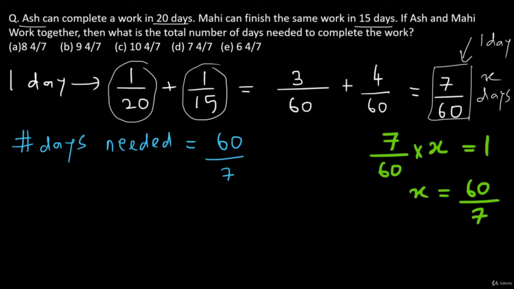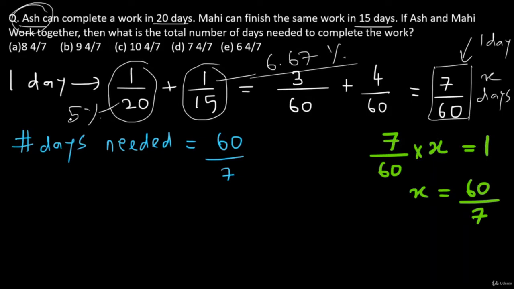Now let's try to do the same question using the percentage approach. Now, in one day, how much of the work will be completed by Ash? That would be 1 by 20, which is the same as 5%, right? Similarly, in one day, how much percentage of the work will be completed by Mahi? That would be 1 by 15, which is equal to 6.67%. Now, for these fraction to percentage conversions, do refer to the table provided as a downloadable resource.